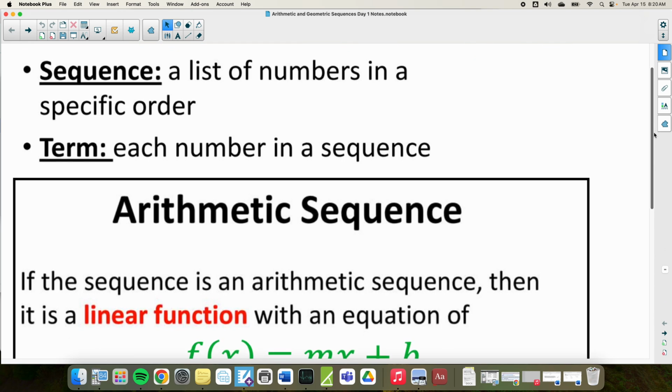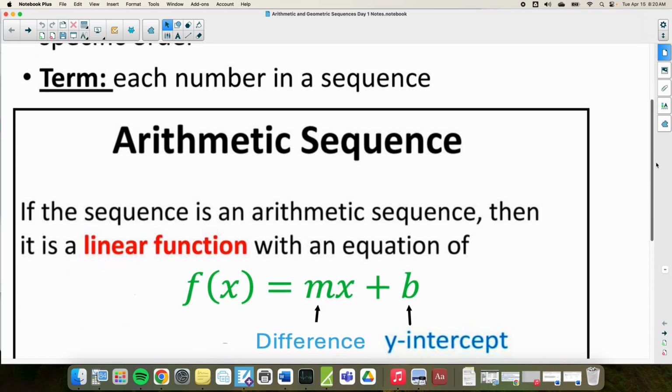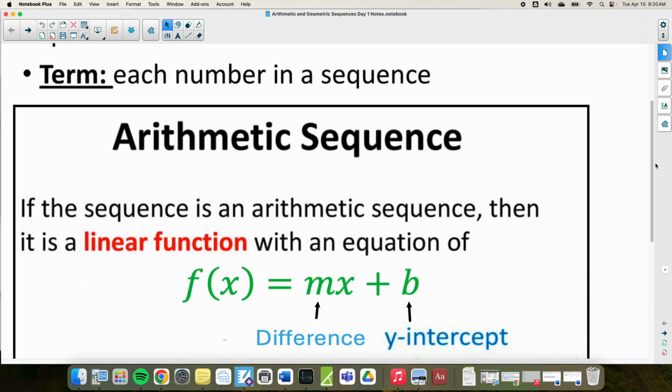So a sequence is a list of numbers that are separated by either adding the same number each time or multiplying by the same number each time. And then the term in the sequence: if your sequence was this, and they said find the fifth term, that would just be the number 5 term here, which would be 13, okay?